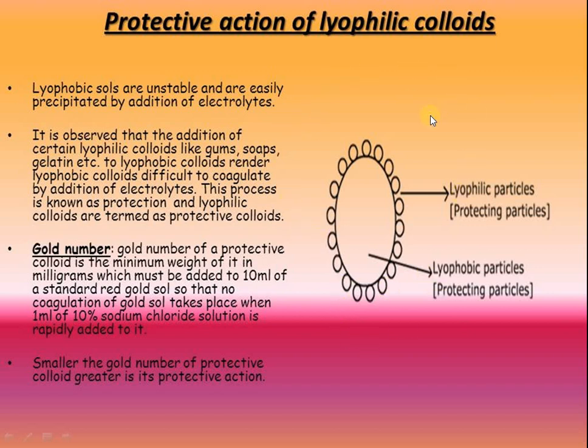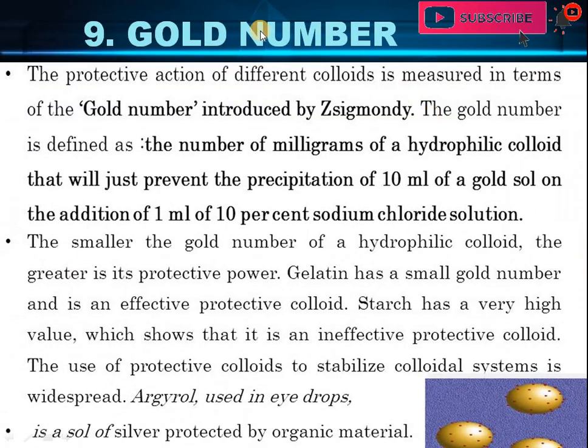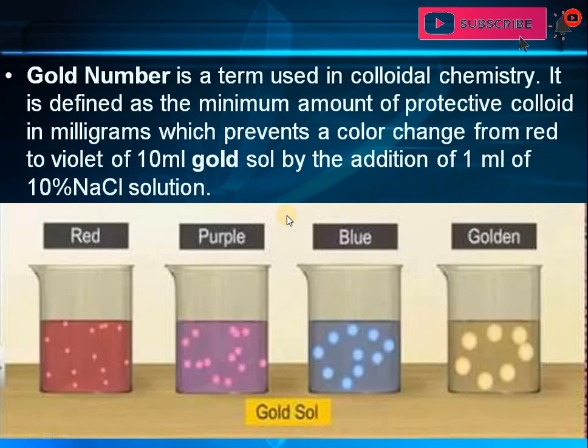So this is our last topic, that is gold number. It is basically the number of milligrams of a hydrophilic colloid that will prevent the precipitation of 10 ml of a gold solution on the addition of 1 ml of 10% sodium chloride. So we can say it prevents the gold particles from precipitating. Gold number is a term used in colloidal chemistry. It is defined as the minimum amount of protective colloid in milligrams which prevents a color change from red to violet of a 10 ml gold sol by addition of 1 ml of 10% NaCl solution.